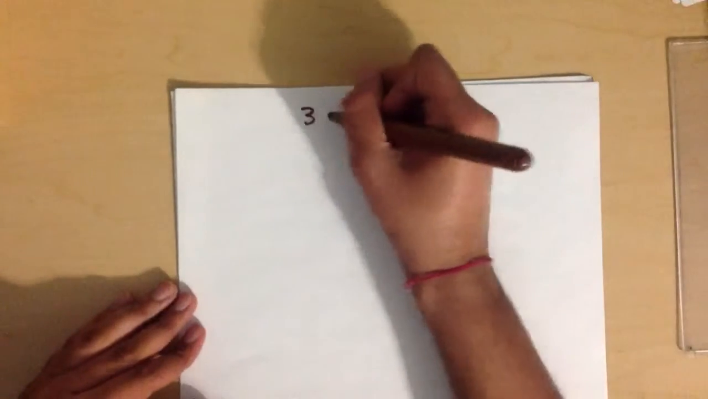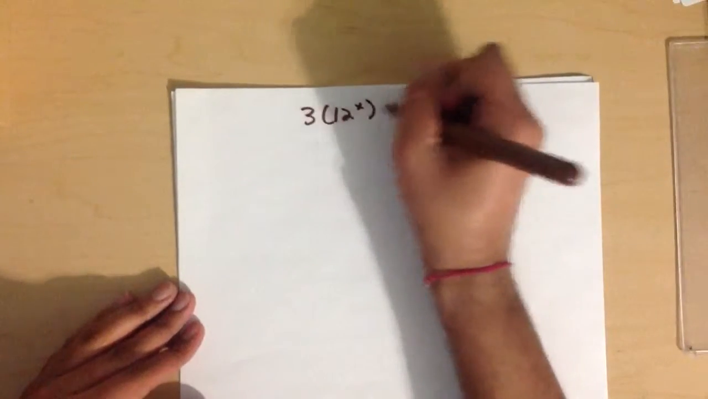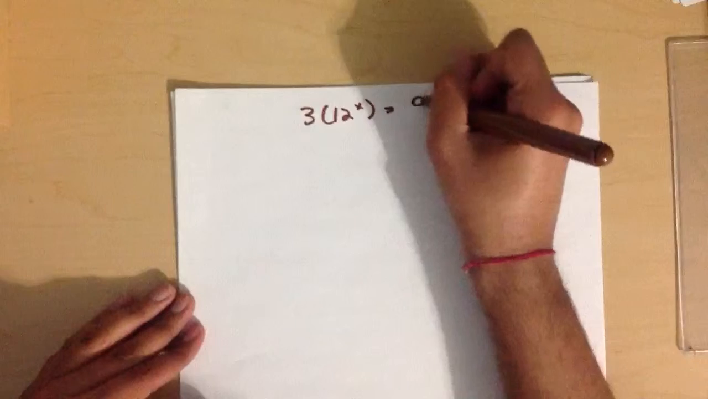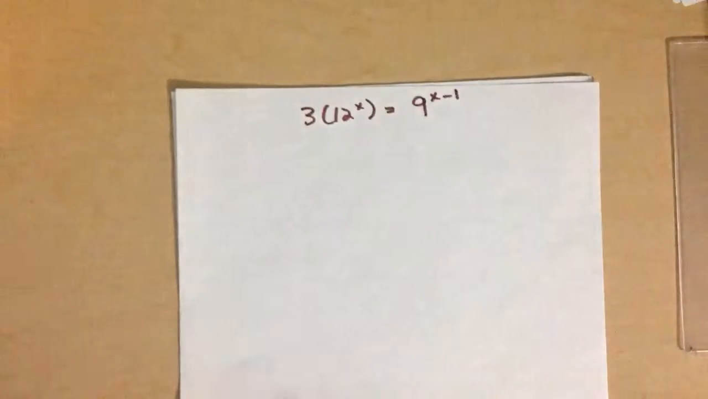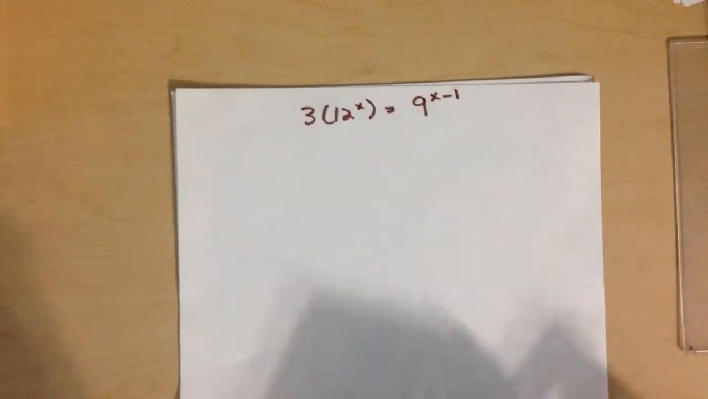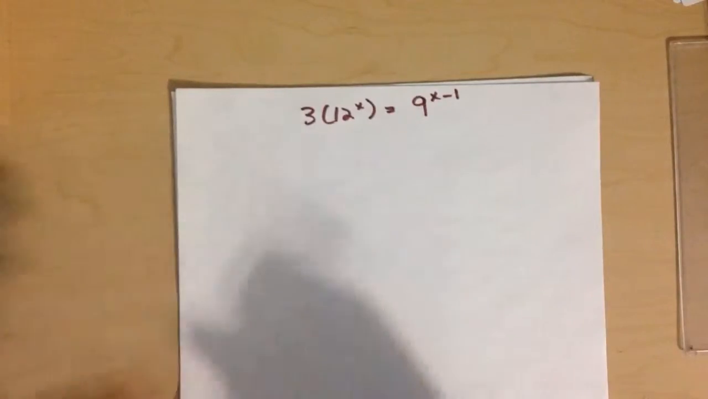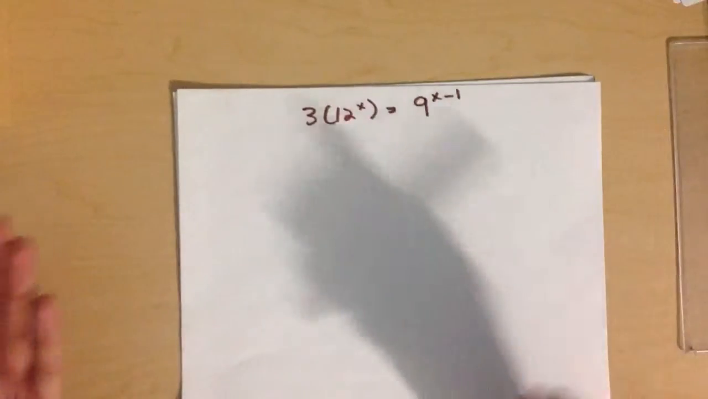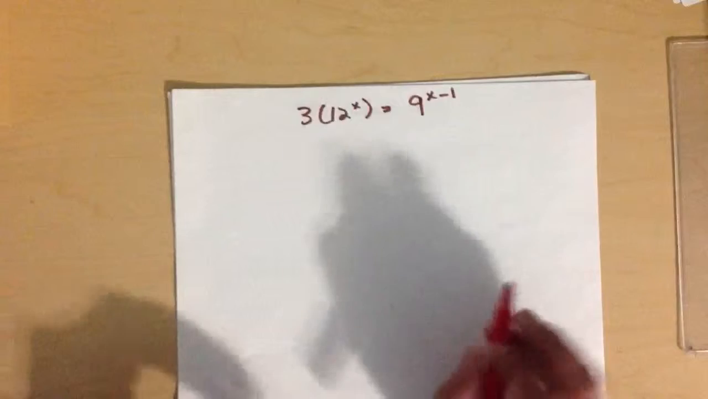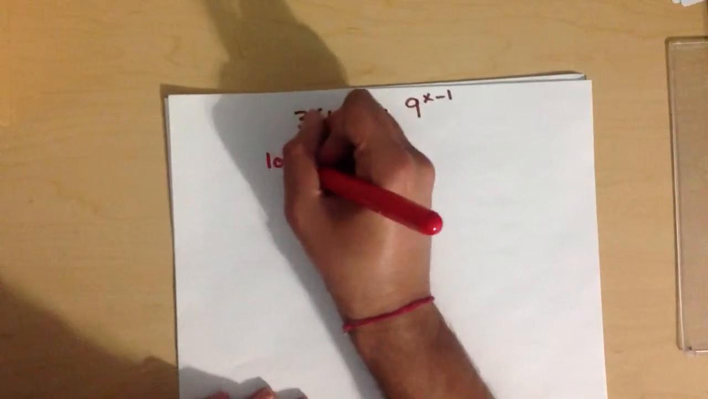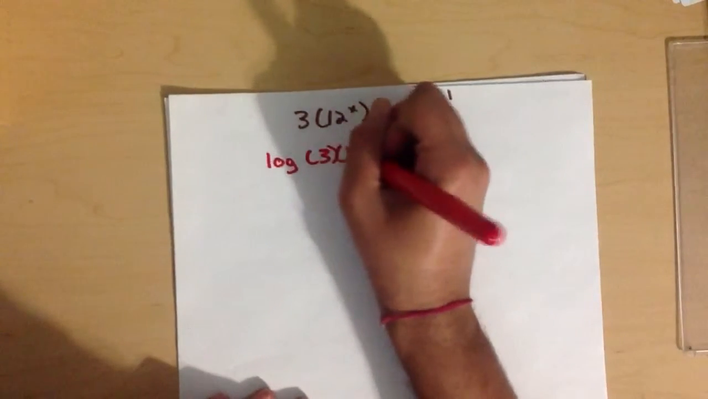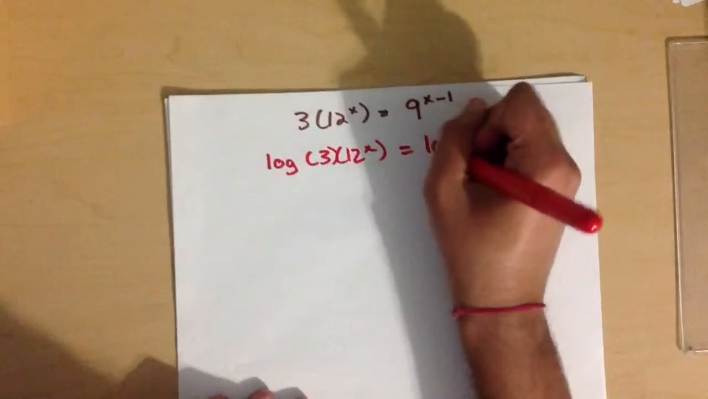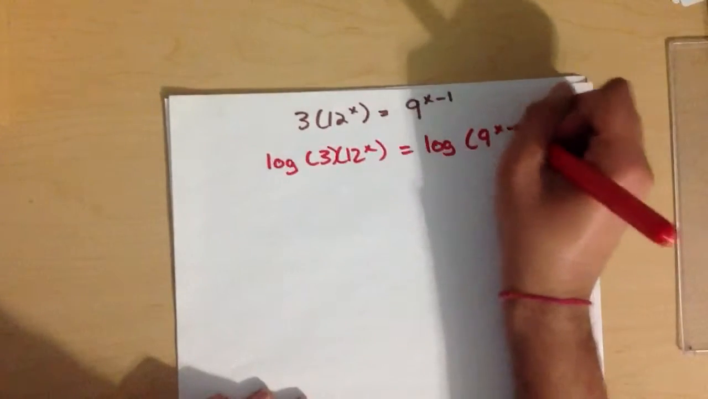Alright, so now this one is going to be 3 multiplied by 12^x is going to be equal to 9^(x-1). So again, our first procedure is going to be take the log of both sides, log base 10 in this case. Generally speaking, you would take a log base of 10. So what you're going to do, you're going to do log of 3 times 12^x is going to be equal to the log of 9^(x-1).